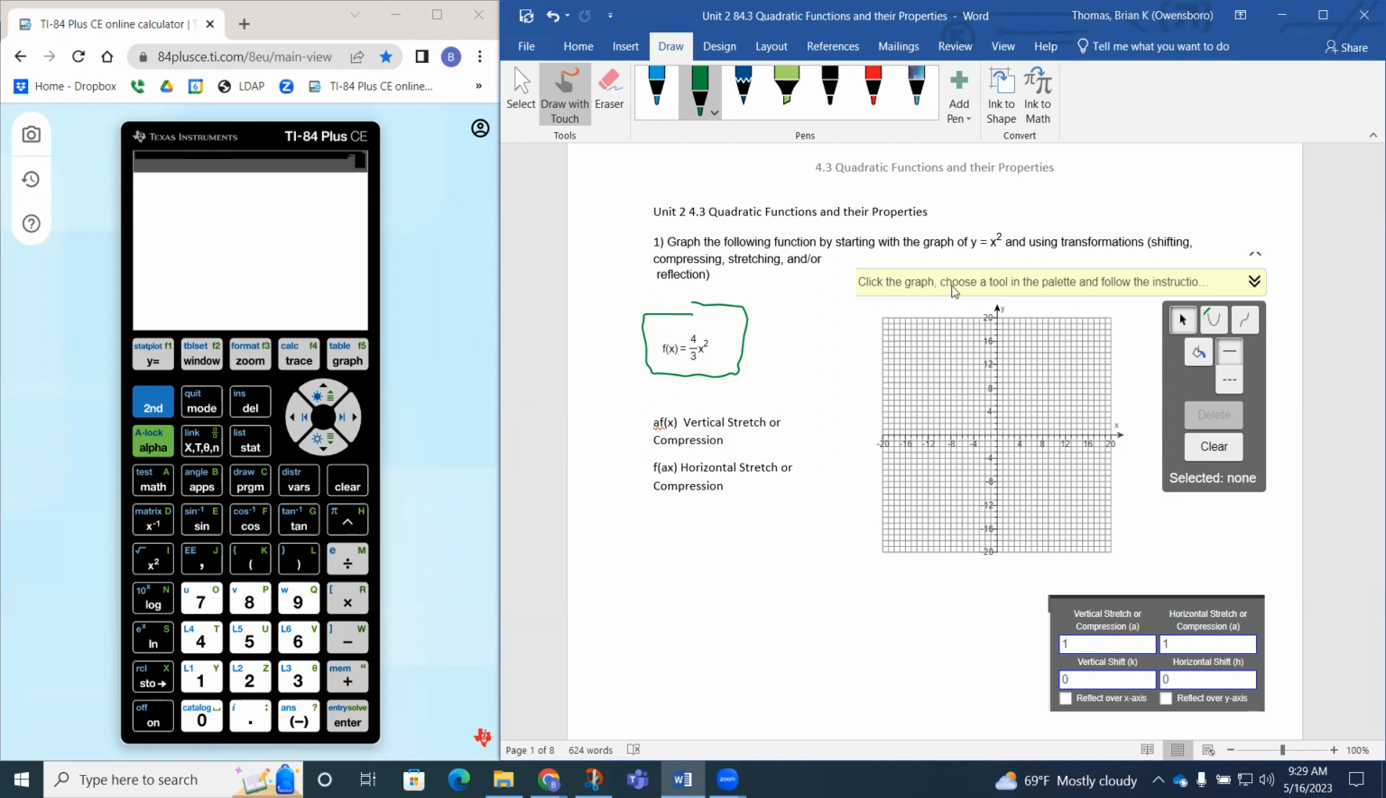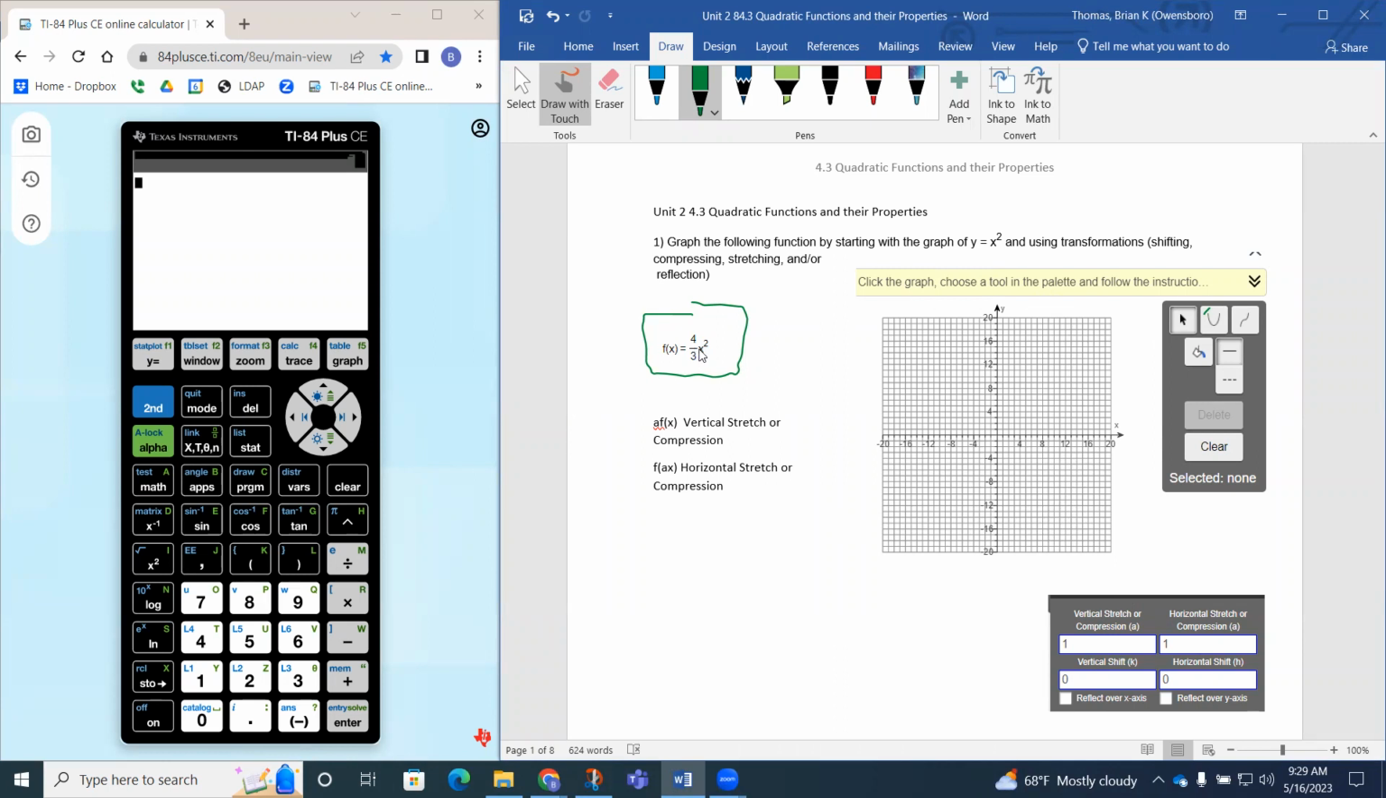Again, it does say click the graph to choose a tool in the palette. So once you click on this, you'll click on the graph. And then you should have this little pop up. Now, all we have to really fill in are these 6 little areas.